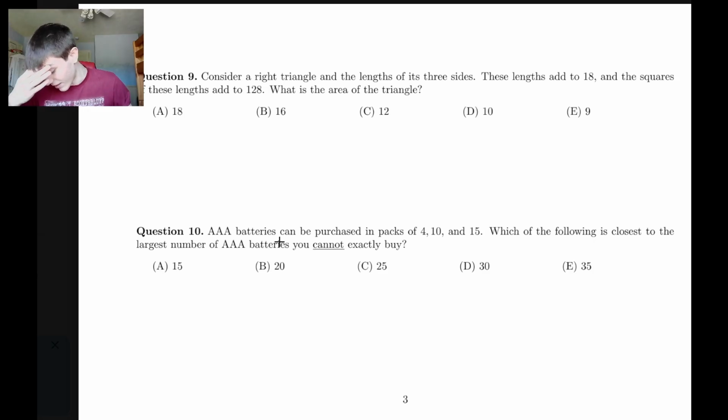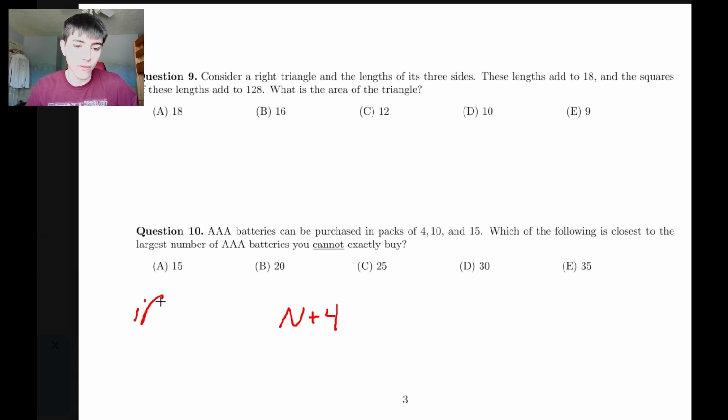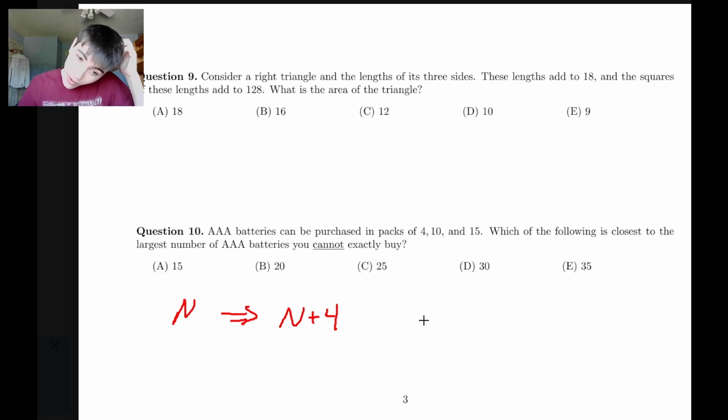So this one's actually kind of a pain. The best way to do it is notice that if some number can be made, so if you can make n, then you can also make n plus 4, right? If n, then n plus 4. Let's just say n implies n plus 4. And what I mean by n implies n plus 4 is that if n works, then n plus 4 works.